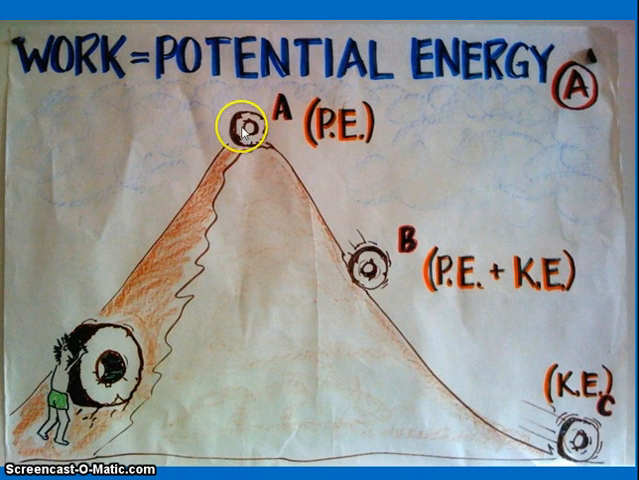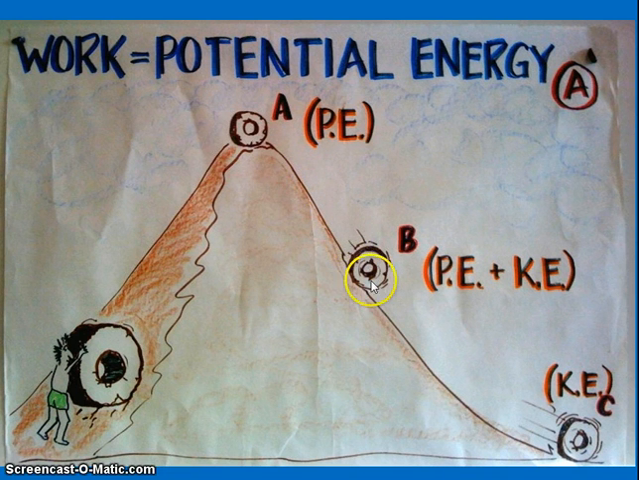And all the way at the top, all the work that he did as he pushed the tire up to the top of the hill was now being stored in this tire as potential energy. And as this tire just sits up here, that energy will continue to be stored as potential energy, and it won't really transform into anything. But once this tire begins to roll down the hill, that potential energy begins to transform into kinetic energy.